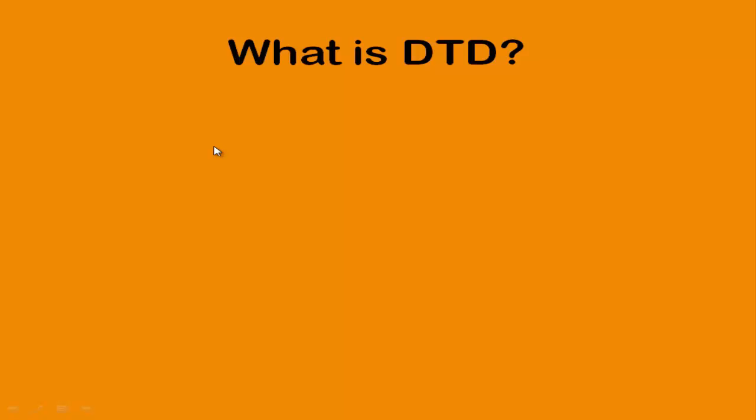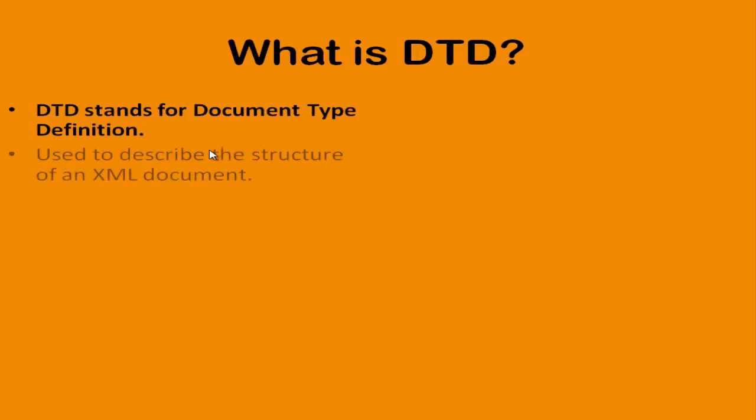So to start with, what is DTD? As we have seen in our previous slides and video, DTD stands for Document Type Definition. So what does the DTD do? It is used to describe the structure of an XML document. In our previous video, we saw that XML can be divided into content, structure and presentation. Now we are going to see the structural part. In order to see the structural part, we must start with the DTD. So the DTD is mainly used to describe the structure of your XML document.